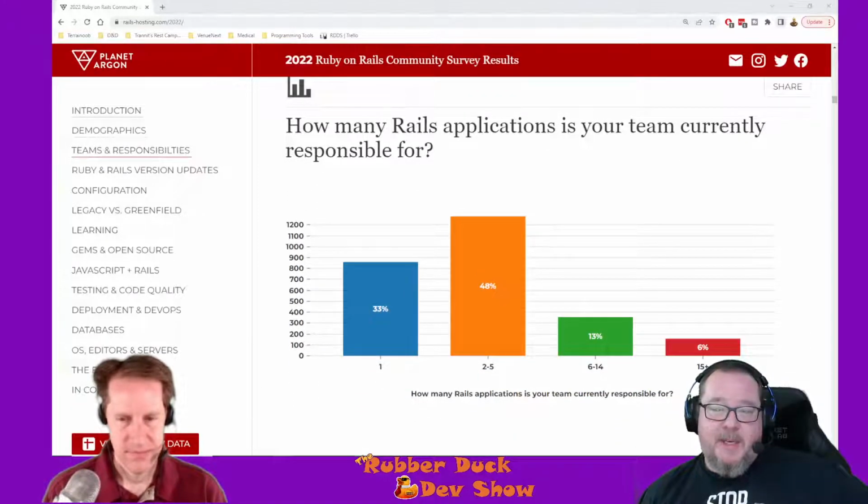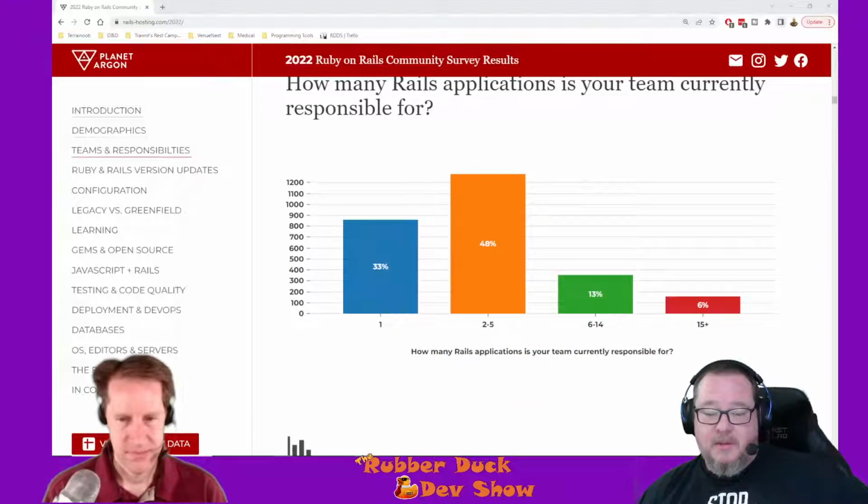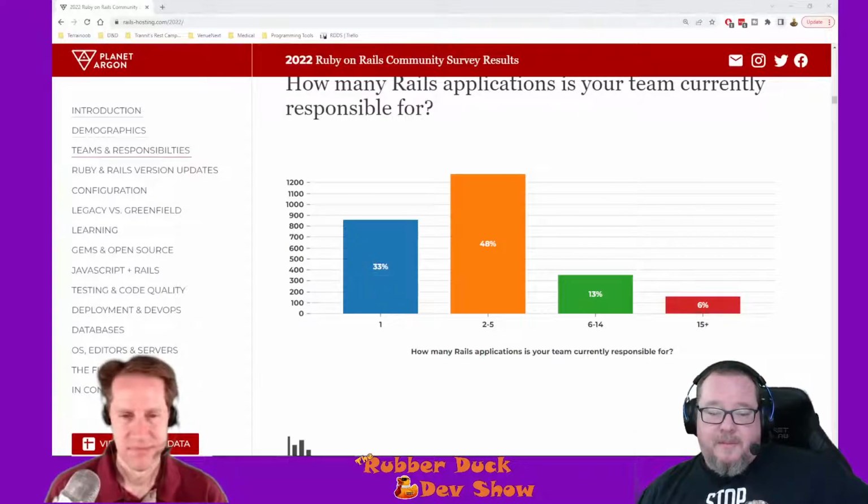How many Rails applications is your team currently responsible for? I'm in the 2 to 5 range, I would say. We have a lot more of those little apps running around, but my team doesn't work on all of them.